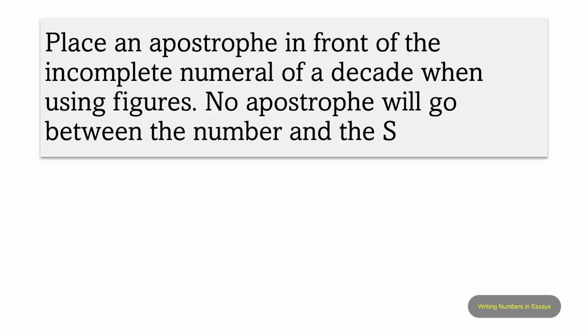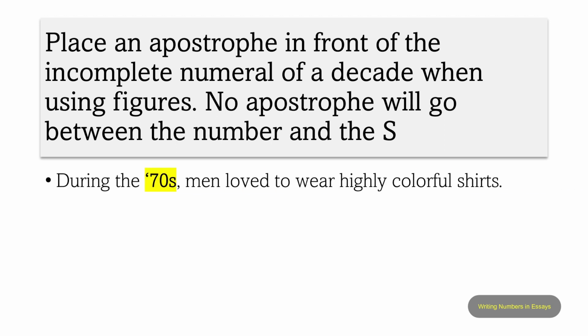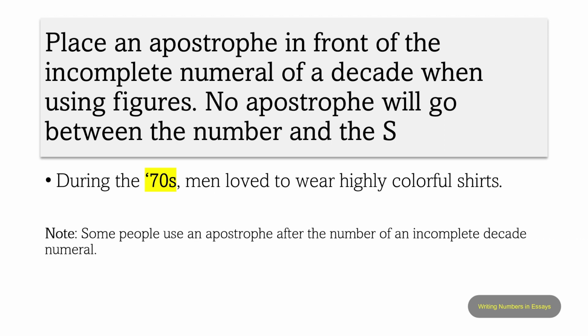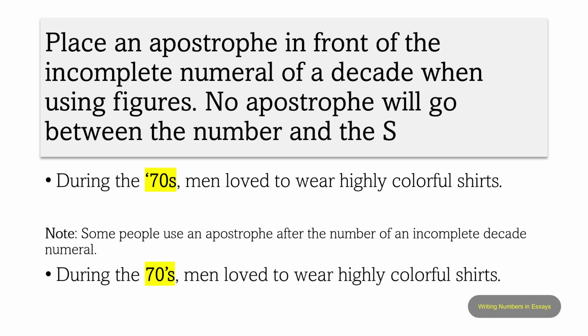Place an apostrophe in front of the incomplete numeral of a decade when using figures. No apostrophe will go between the number and the S. During the 70s, men loved to wear highly colorful shirts. Note: some people use an apostrophe after the number of an incomplete decade numeral. During the 70s, men loved to wear highly colorful shirts.